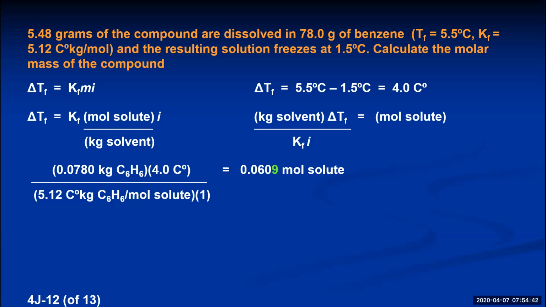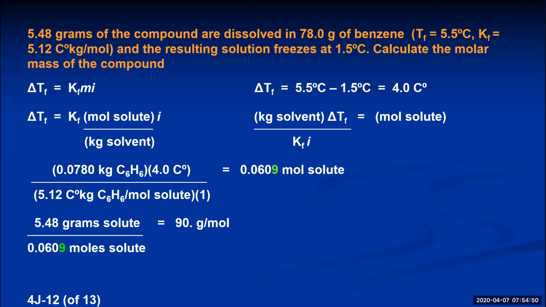By knowing the mass of the solute we dissolved and dividing it by the moles of the solute, that's going to wind up being the molar mass of the solute, and that comes out to be, to two significant figures, 90 grams per mole. So we've calculated the empirical formula of this compound from combustion data. We calculated the molar mass of the compound from colligative property data.